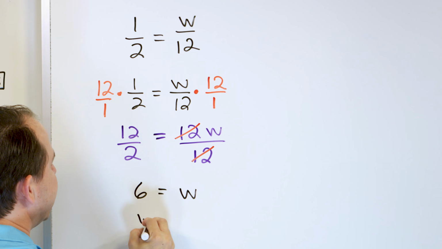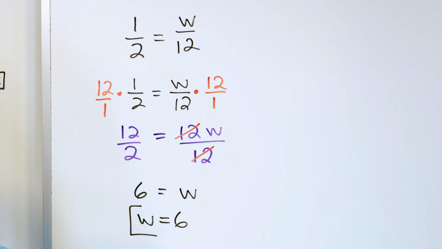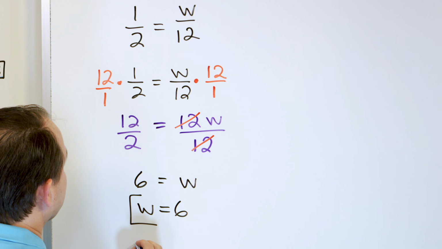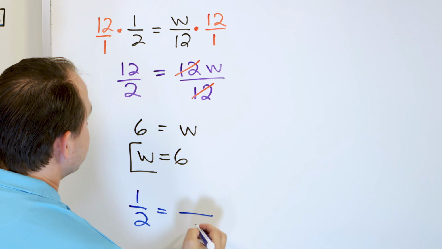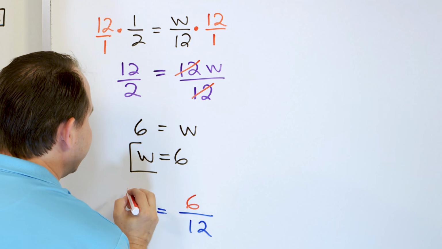Flip it around and write it as W is equal to 6. And that's the answer. W is equal to 6. So the answer to our proportion is 1/2 was equal to some number over 12. That's what we wanted to find, and we figured out that the only number that works here is 6.